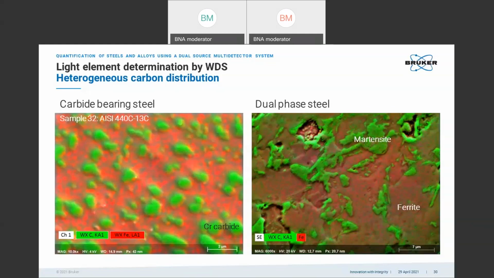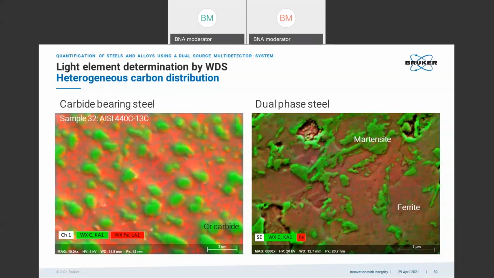So with X-rays, with the micro XRF, we didn't see that because the analytical volume is larger. We clearly didn't see the carbon, but we could also see the chromium variation, but this small scale heterogeneity can only be resolved by electron beam.